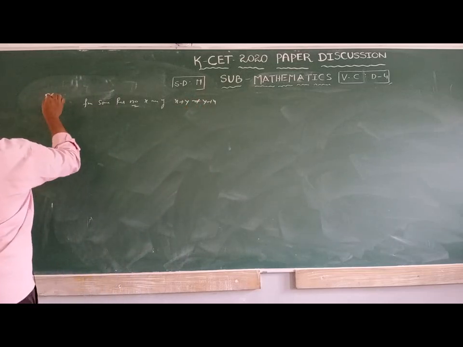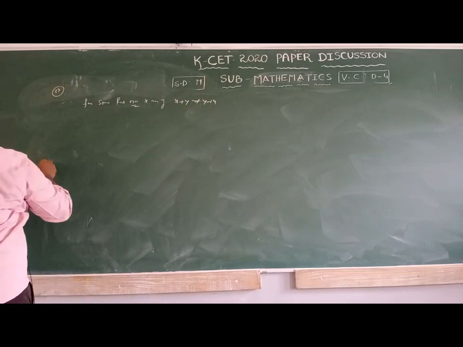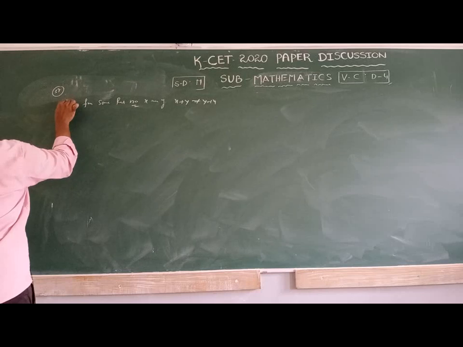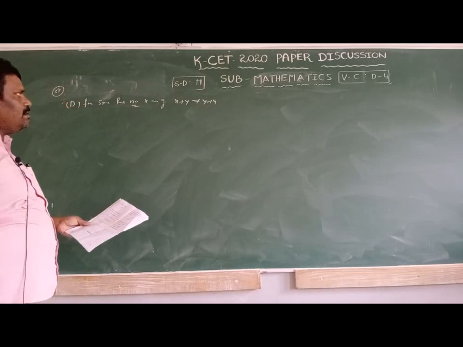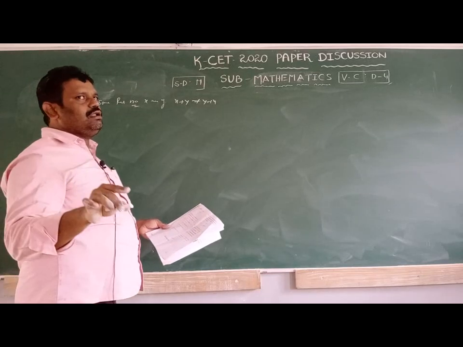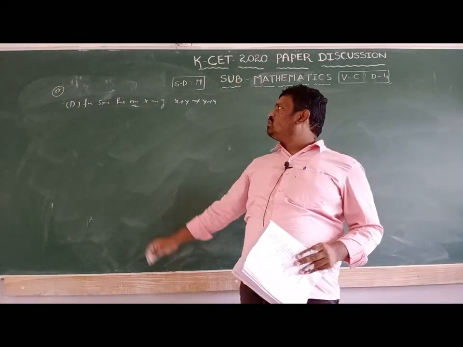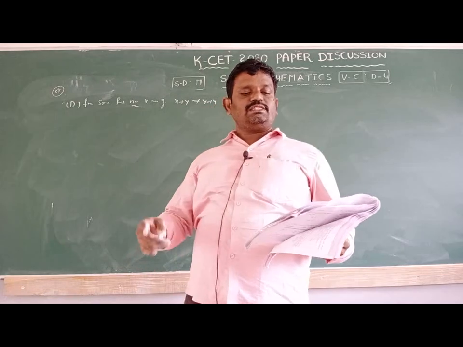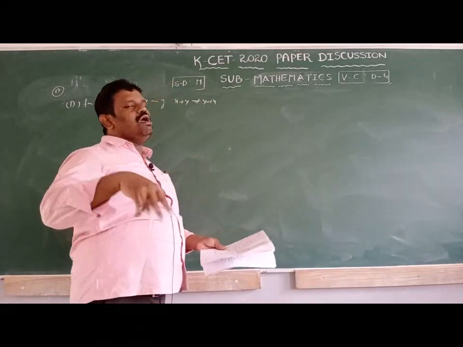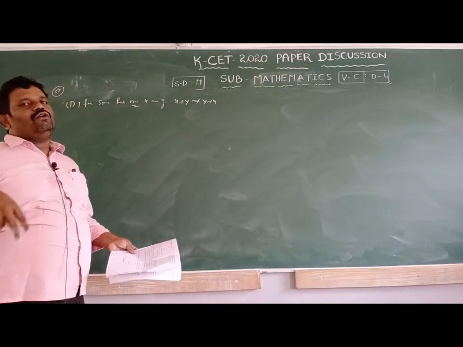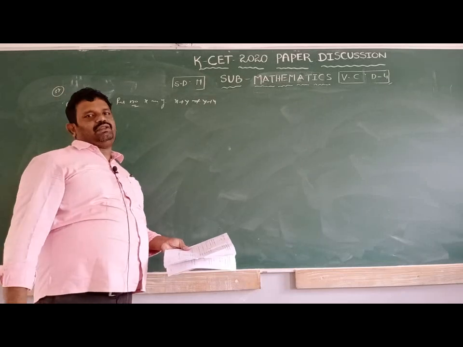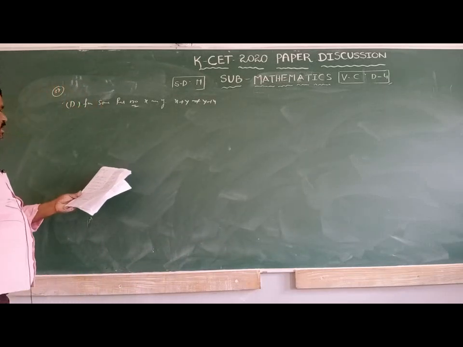Which option is that? Question 37, the option is D. For some real numbers x and y: the negation of "for all real numbers" means "some real numbers", and x plus y is equal to y plus x becomes the opposite sign, not equal to. For all means some only we consider. So that's why option D is the correct option. Next.